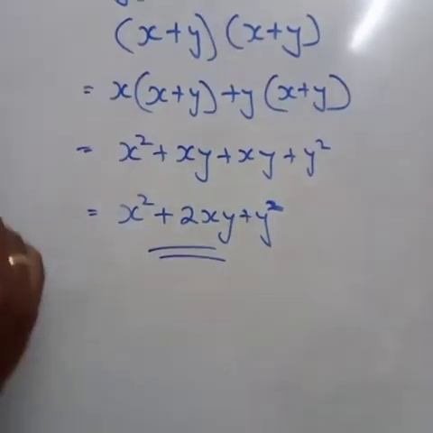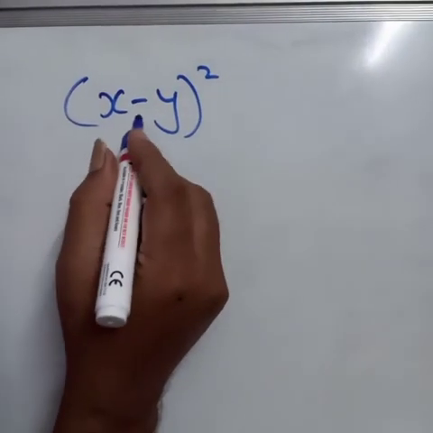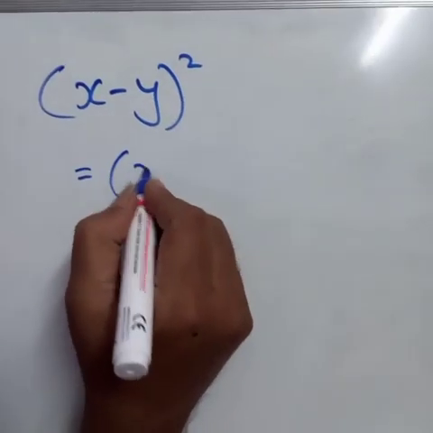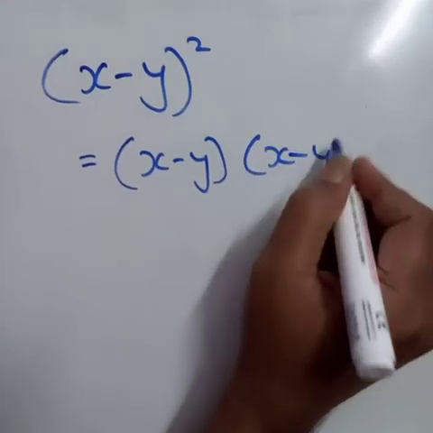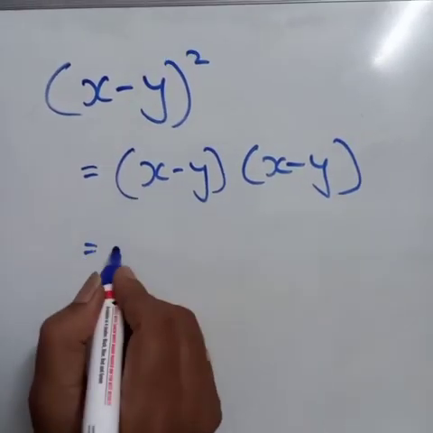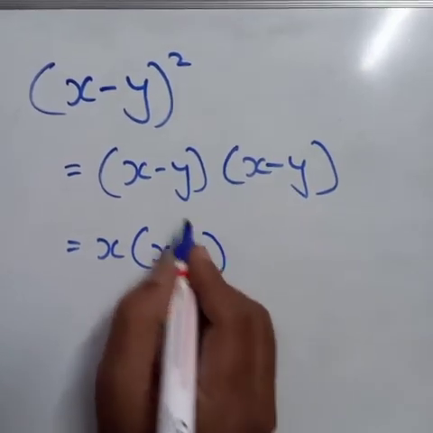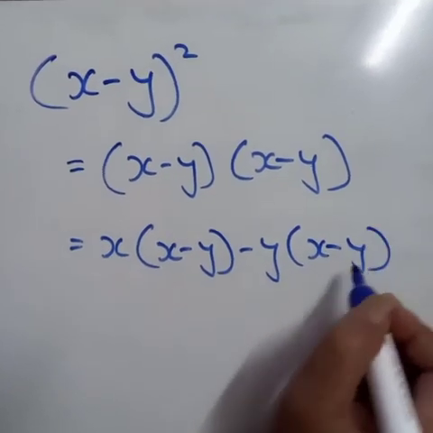Now the same way we will find it in x minus y square. So we will write it 2 times because it is x minus y square 2 times. Now we'll take the x over here, the whole x minus y, then minus y and x minus y.